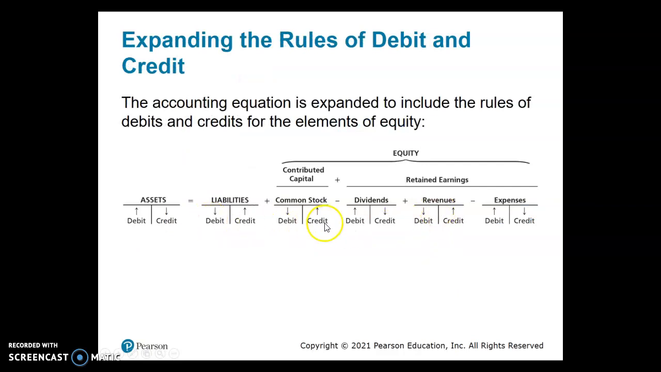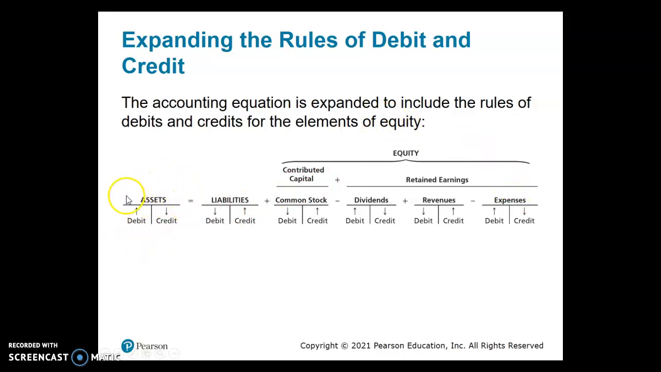This is the expanded accounting equation. Let's go over the rules of debit and credit for it. From this point forward, this is how we're going to record transactions. You can still make sense of the accounting equation and make sure it stays balanced. But when we read over these transactions and all of the homework from this point forward, instead of entering that information into the accounting equation, we're going to prepare what's called a journal entry by using the rules of debit and credit.